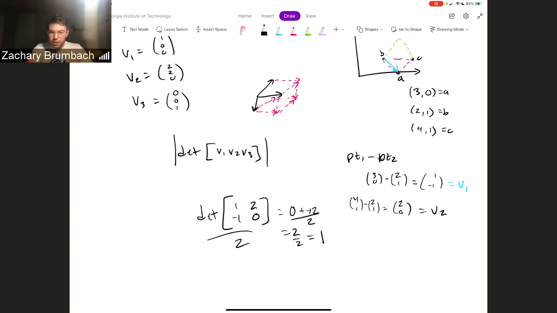Could you have subtracted these vectors and gotten the same area? Yes, you could do any pairing of 2 points and you'll always get the same determinant.